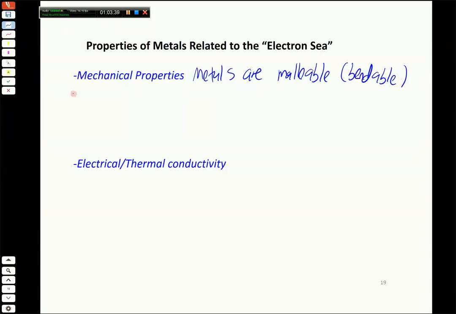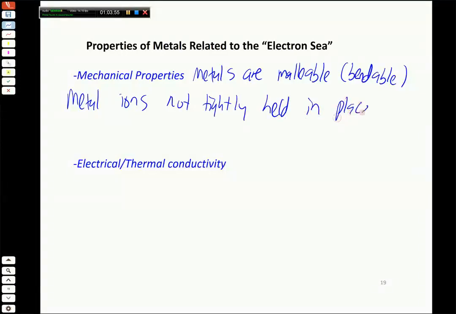The reason for this at the atomic level is that metal ions are not really held tightly in place, because the electrons are delocalized. There's not really a regular electronic structure. You just have, as I said, this random sea of electrons that's keeping everything together. And so it's possible to move these atoms around, to slide them around a little bit, to bend them, to change their positions without completely disrupting that metallic bonding.